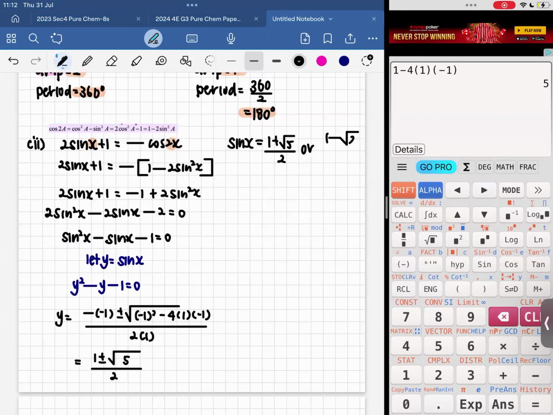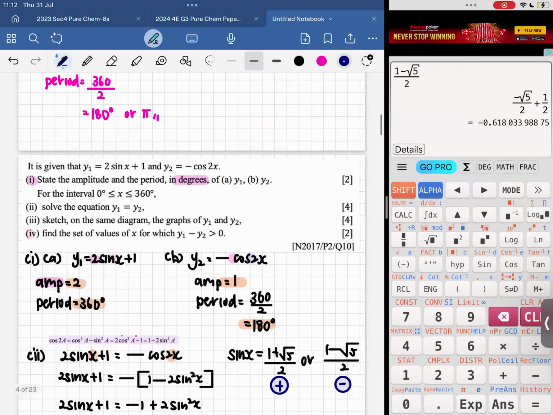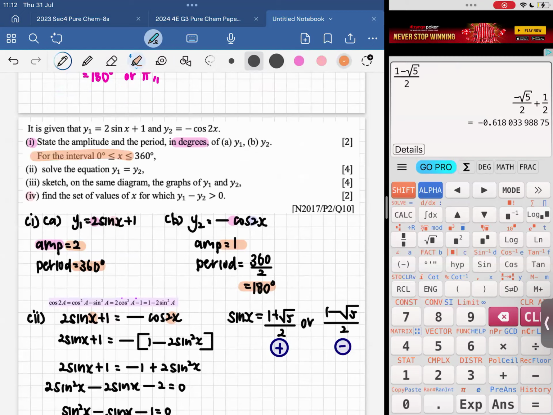All right, so I'm pretty sure, right? Oops, sorry. 1 minus root 5 over 2. Okay, so what I'm going to do is I'm just going to check this 1 minus root 5 over 2. So I'll realize that this one here is a positive answer. This one here is a negative answer. What do they want me to solve? All the way, right, until 360.